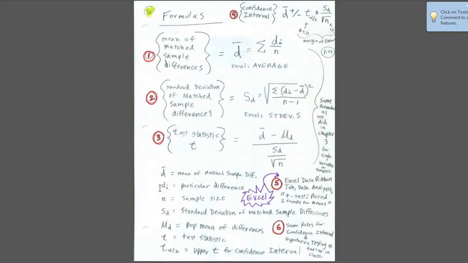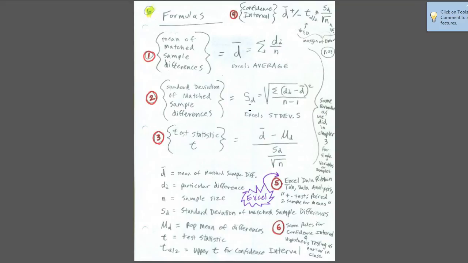If we have 10 workers, we'll have 10 differences. Notice that d bar is the mean of the matched sample differences. So up here, we're just going to calculate the mean of all the differences. Add up all the differences and divide by the count.